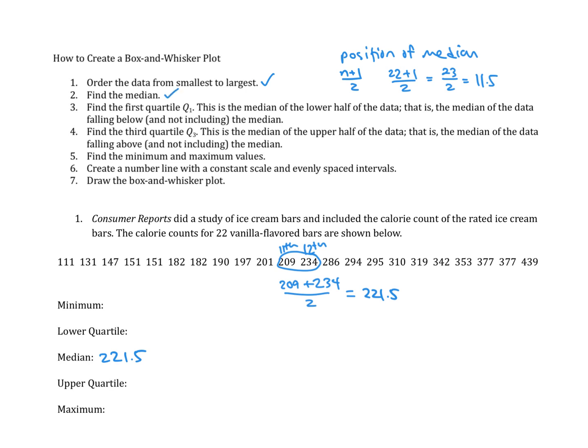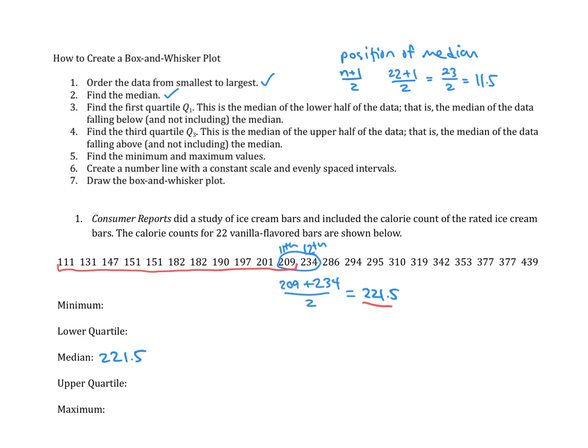We're going to find Q1. Q1, or the first quartile, is the median of the lower half of the data. So I'm going to take the first half of the numbers up into, but not including the median, and the median was 221.5, so that's not going to be included. That's my first 11 numbers, and I'm going to find the median of those 11 numbers.